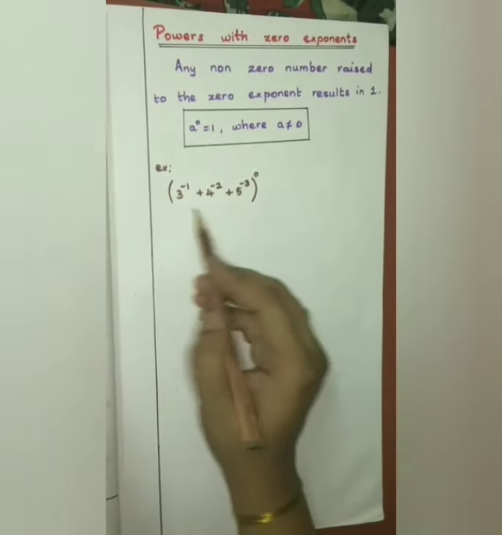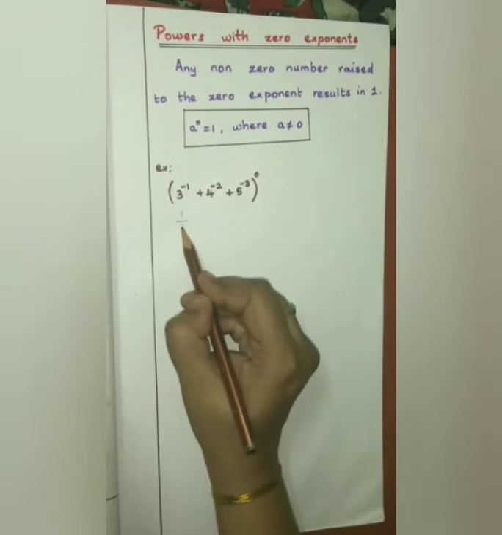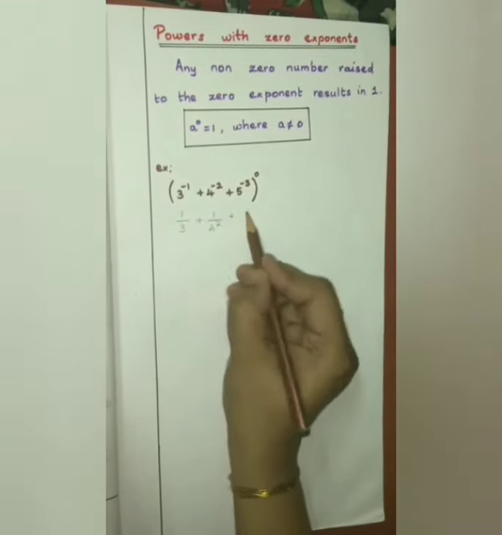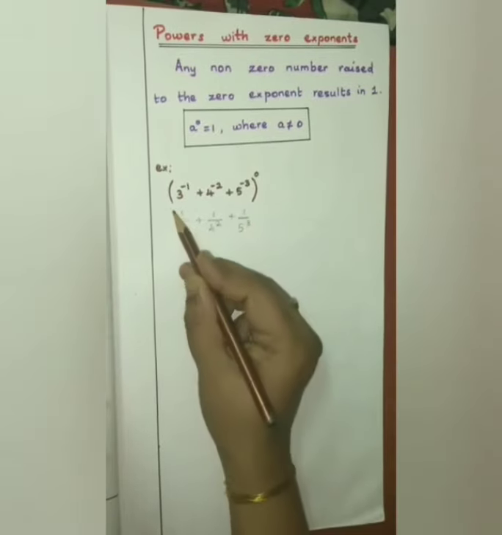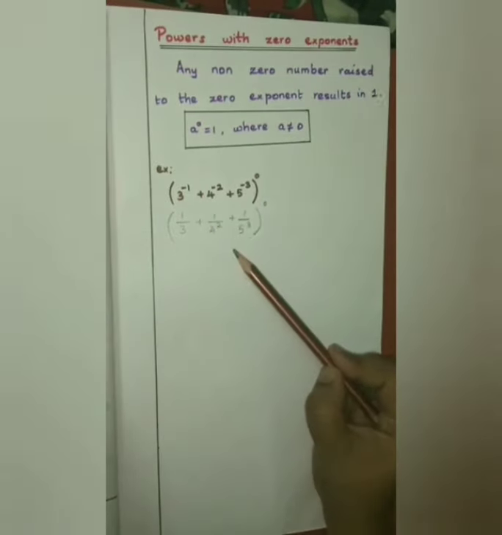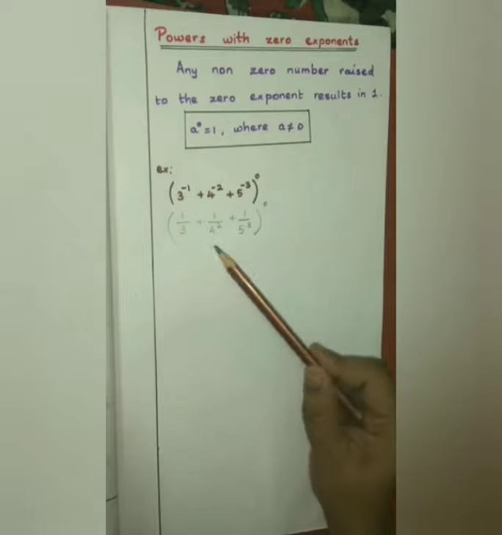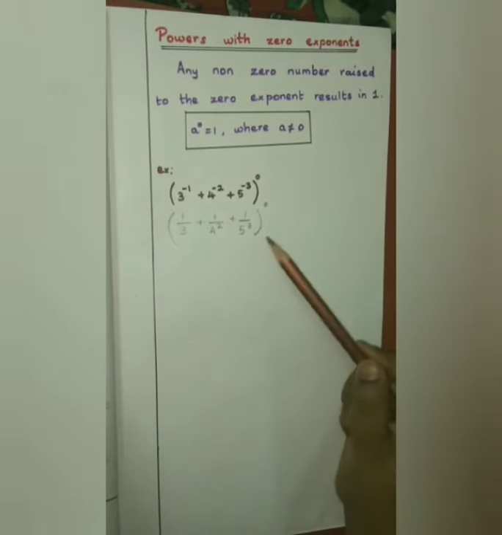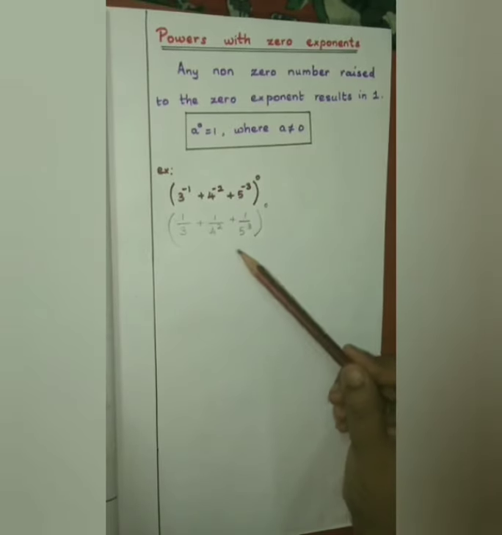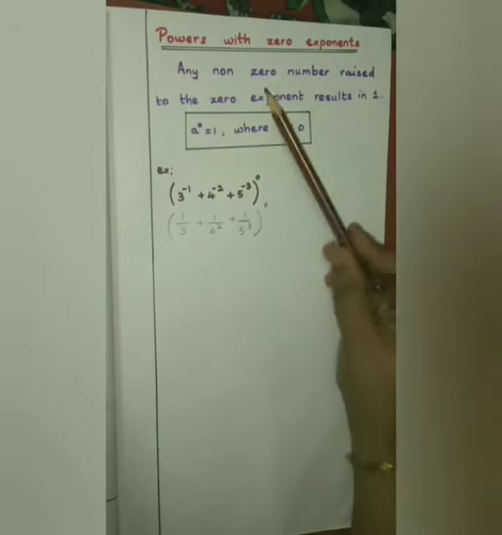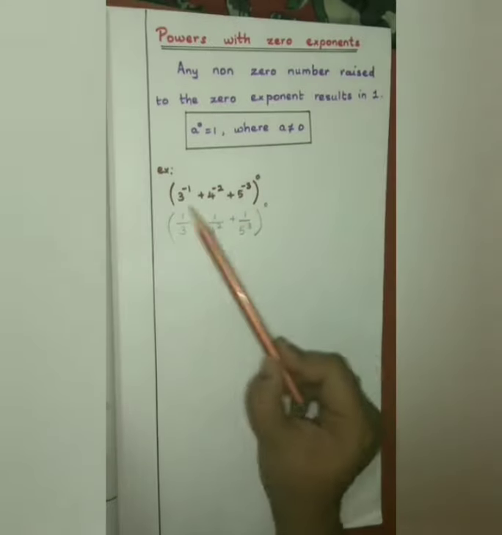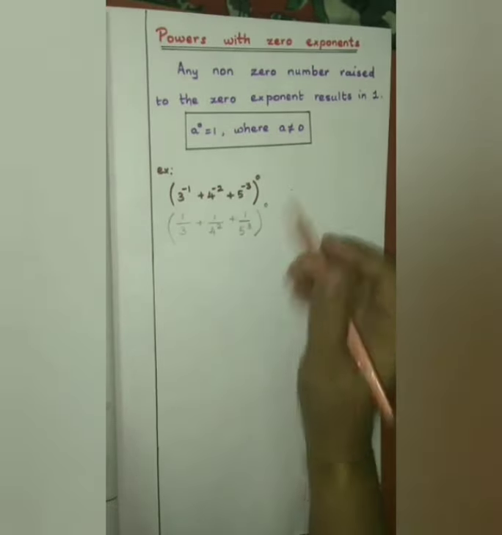Since we have negative exponent, it can be written as (1 by 3 plus 1 by 4 square plus 1 by 5 cube) to the power 0. On simplifying this, we may get a fraction or a whole number. Since we are adding 3 fractions, we are sure it will not be 0. That is, it should be a non-zero number. No use in wasting time on simplifying this. Since we know any non-zero number raised to the zero exponent results in 1, the value of this also is 1.